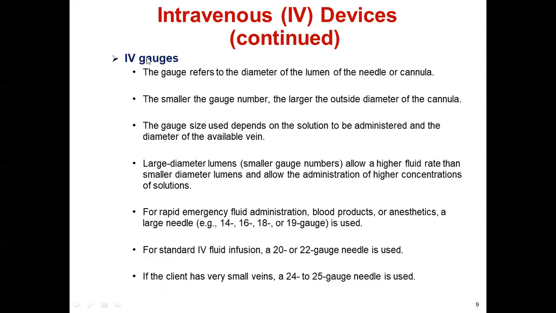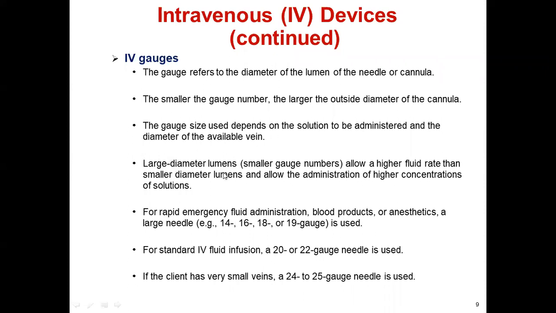Next, what is IV gauge? It refers to the diameter of the lumen of the needle or cannula. The smaller the gauge number, the larger the outside diameter of the cannula. This is the opposite. So the size used depends on what kind of solution we use, isotonic, hypertonic, or hypotonic, or also the diameter of the available vein.